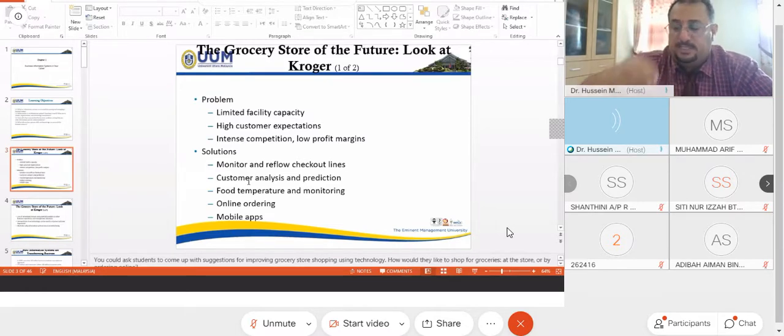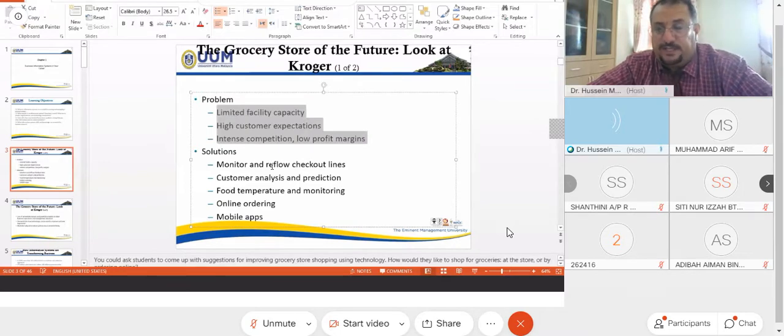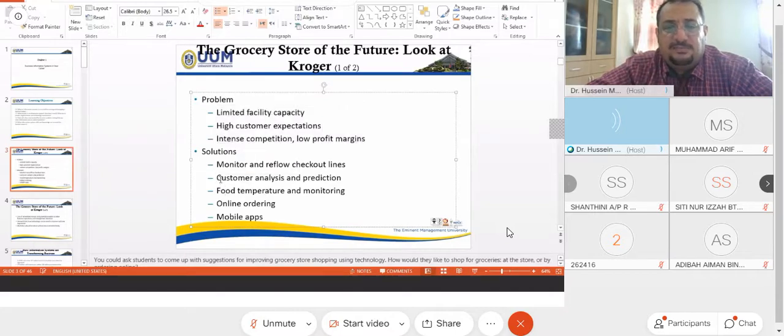They used systems that can help with all of this, because they found that the problems were facility capacity, limited space, high customer expectations, intense competition, and low profit margin. It could be a small issue, but it will affect the company. Among the solutions, they asked how to monitor and reflow checkout lines. To solve that, you have to understand the customer well to do analysis and prediction.